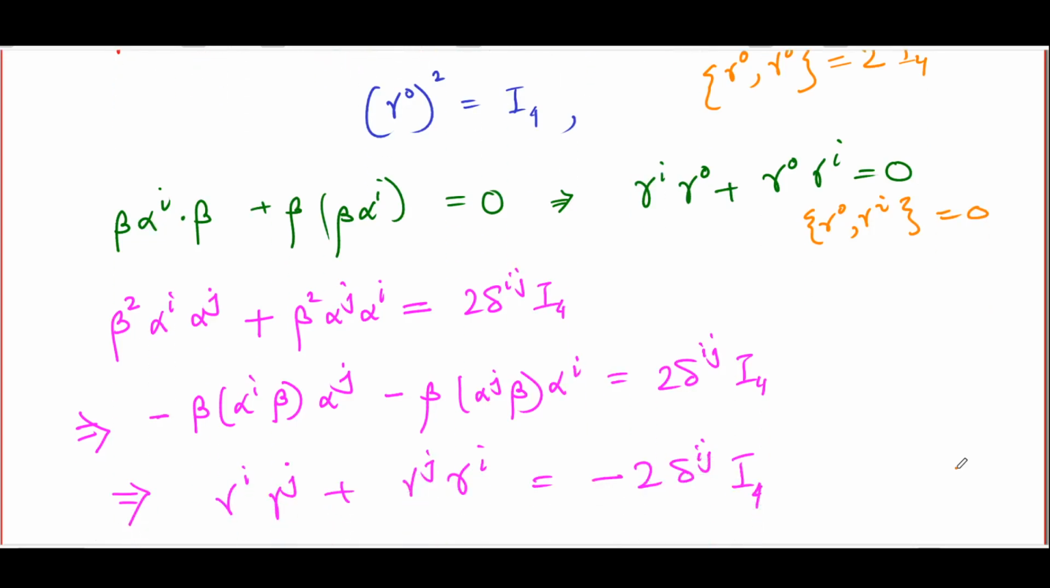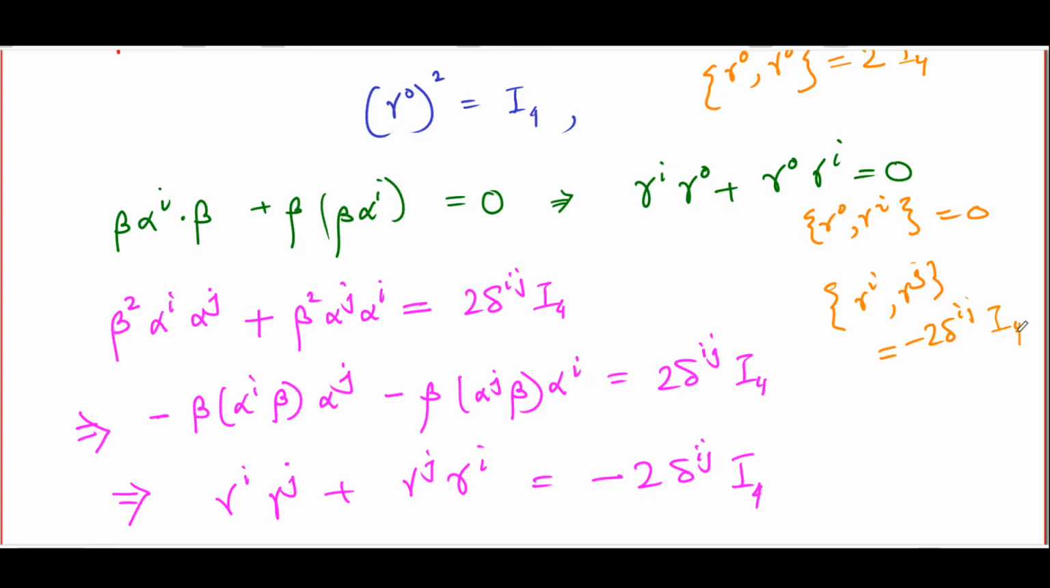Now, you can, of course, rewrite this as gamma i times gamma j, the first term. Of course, there's a minus sign which we move to the other side. Remember, all we are really using once again is just the associativity of the matrix product. So, gamma i gamma j plus gamma j gamma i equals minus twice delta ij I4. So, what we have is one more anti-commutator relation. Gamma i anti-commutator with gamma j is minus twice delta ij I4.